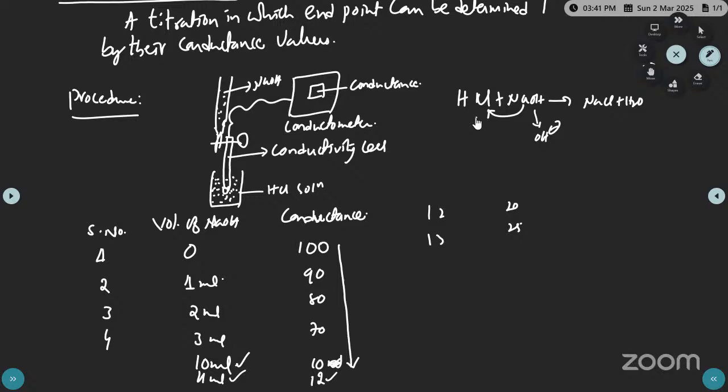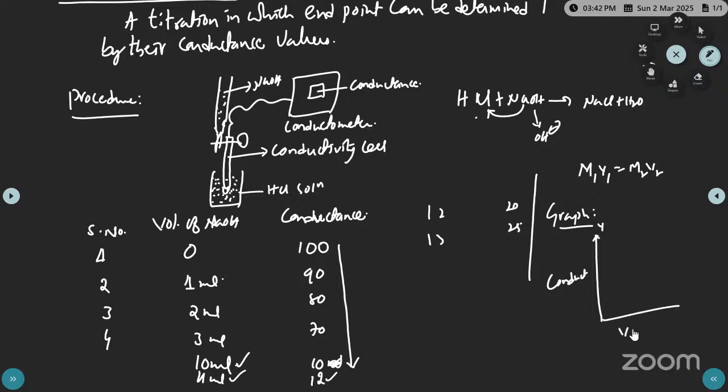So by the conductance values, like that we can identify the end point and substitute the values in this formula M1V1 is equal to M2V2. So దీనిలో substitute చేస్తే we get the concentration of the second solution. And then graph. సో మరి గ్రాఫ్ ను ఎలా డ్రా చేయాలి? సో సేమ్ ఇంత ముందు లాగానే, take the conductance values on y-axis, and volume of sodium hydroxide on x-axis. Okay, x-axis పైన తీసుకోండి.